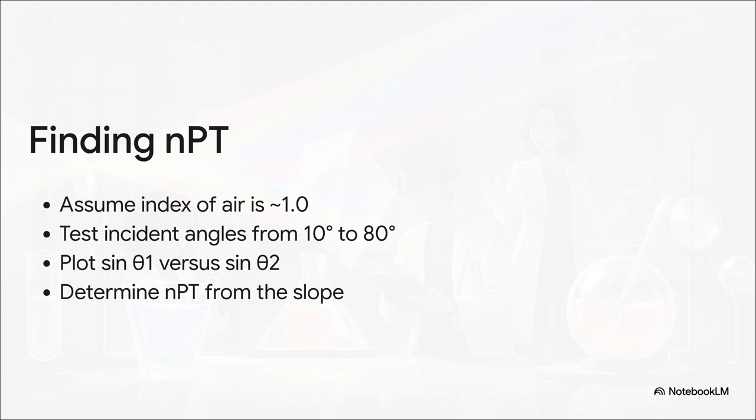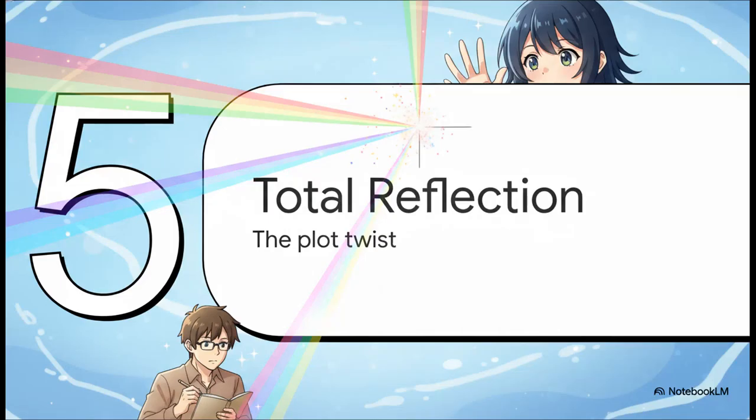And here's the magic. By plotting the sine of our incoming angles against the sine of our refracted angles on a graph, the slope of that resulting line gives us an incredibly precise, mathematically robust value for the refractive index of our plastic trapezoid. But wait, what if we messed up our graphing? We really need a secondary test to check our work.